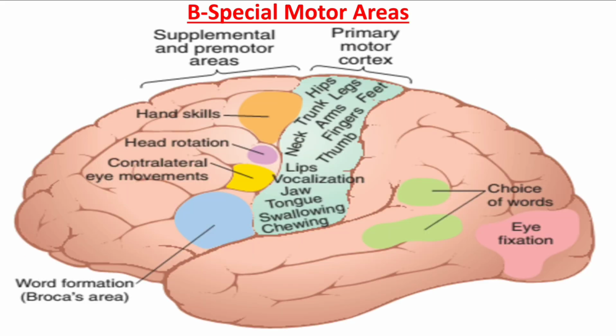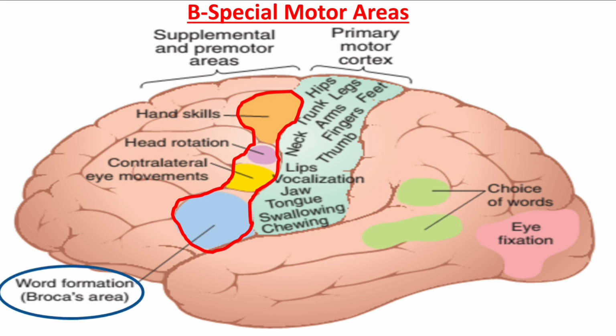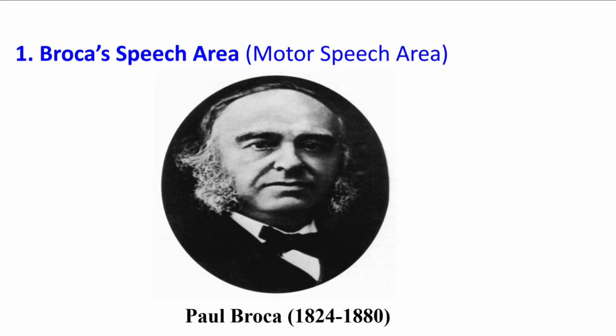Now let's talk about the special motor areas. As you can see in this figure, these are the special motor areas, and these are Broca's area or area for word formation, or it is also called motor speech area. Then we have frontal eye field, area for head rotation and area for hand skills. So let's move on to these areas.